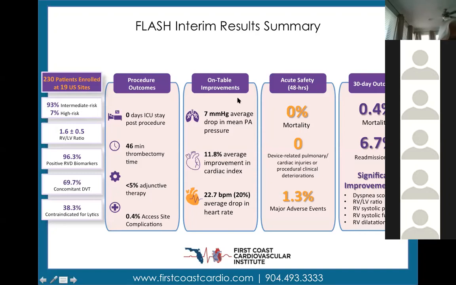Interestingly, on the spot, all of these patients did actually not go to the ICU. On the spot, interestingly, we noted a decrease: the average drop in heart rate was 22 beats per minute. So patients come in distress, heart rate 110, 120. Right after thrombectomy, the heart rate goes down 22 per minute on average. And there was a 7 millimeter drop in the mean PA pressures. Mortality was 0% at 48 hours. At 30 days, there was 1 death reportedly not related to the PE.